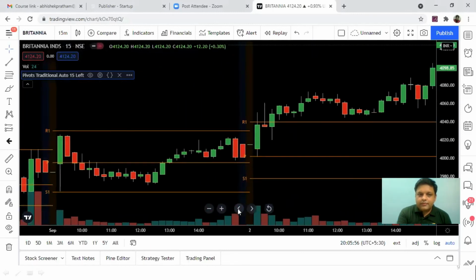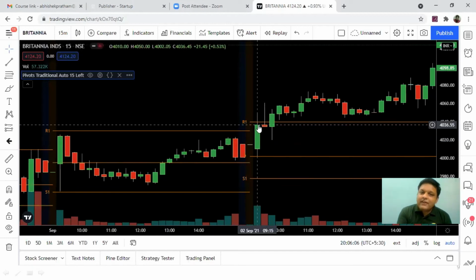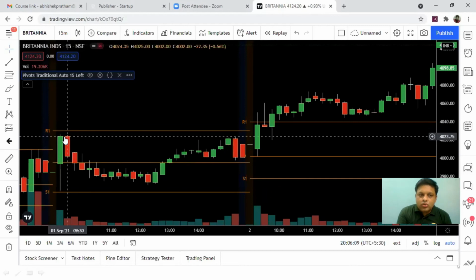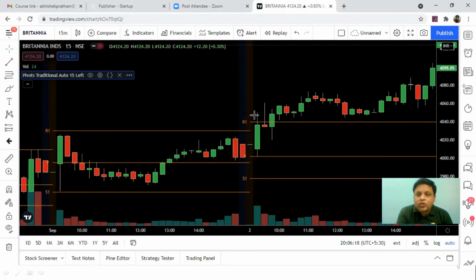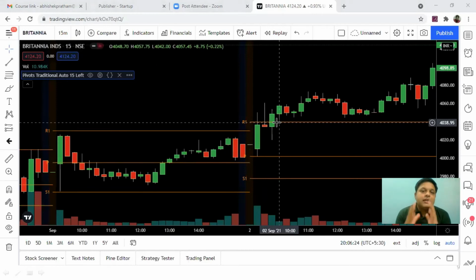Suppose this is today. Was this yesterday's high or not? Can you see here? 4024 was yesterday's high. And the first candle itself has broken. So have I traded because it has broken yesterday's high? No. Yesterday's high was one of my parameters. Today I need to watch the breakout of the first resistance.